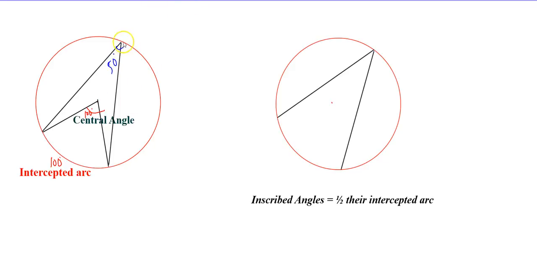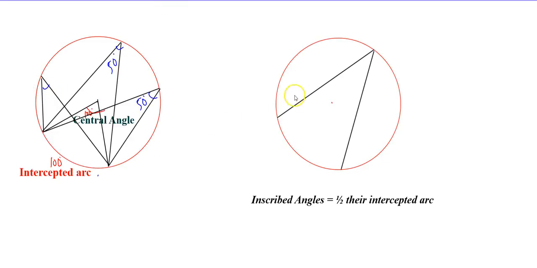Here, not only at this point, anywhere I go on the remaining part of the circle, from leaving this intercepted arc, this measure will be half of that intercepted arc. If I have 100 degrees for this intercepted arc, the inscribed angle must be 50 degrees, exactly half of that. Let me draw one more inscribed angle here. This measure is also 50 degrees.